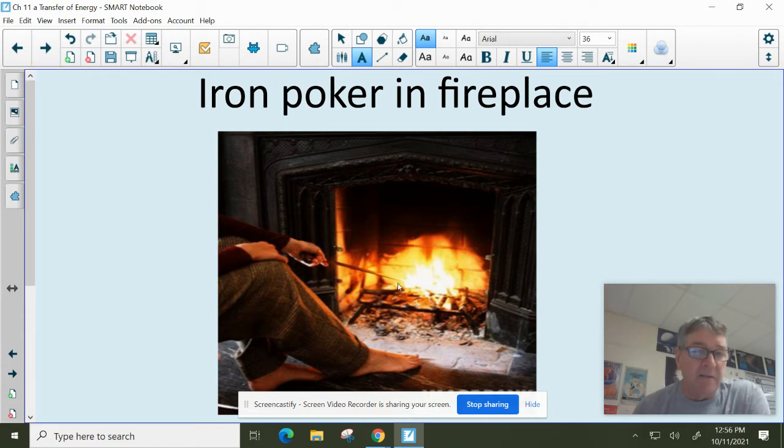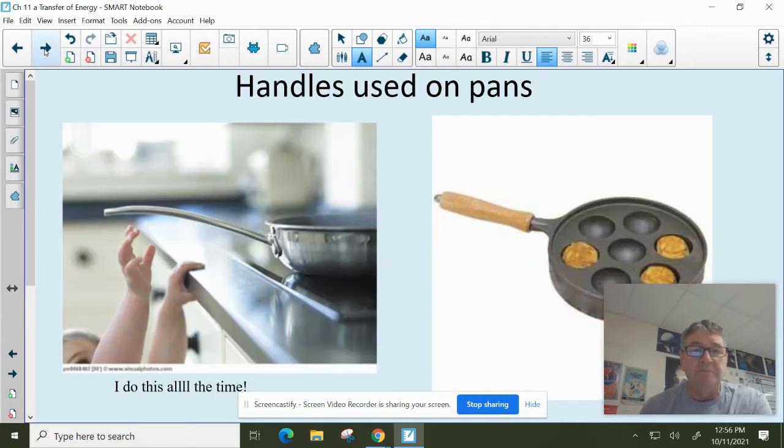So the idea is that the molecules inside this poker are in contact with each other, in collisions between the molecules. Even though it's a solid, the molecules still shake and they bump into the molecules next to them. So the energy transfers through the rod, and that's conduction.